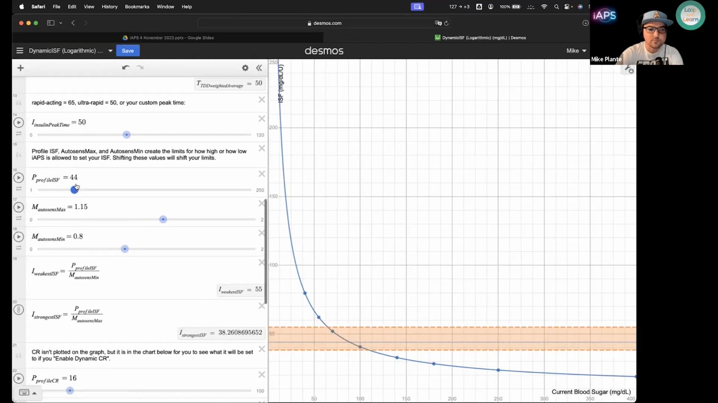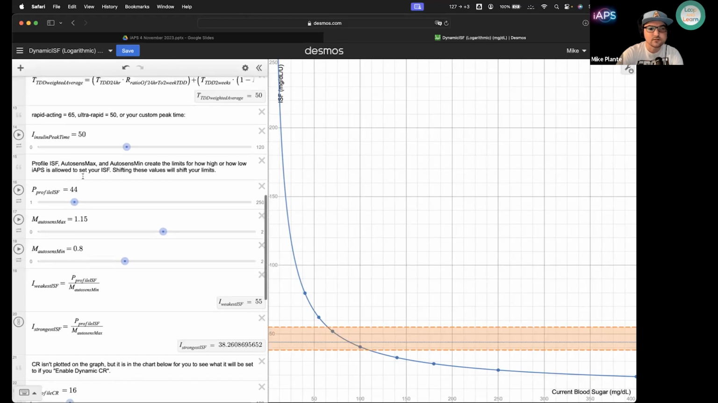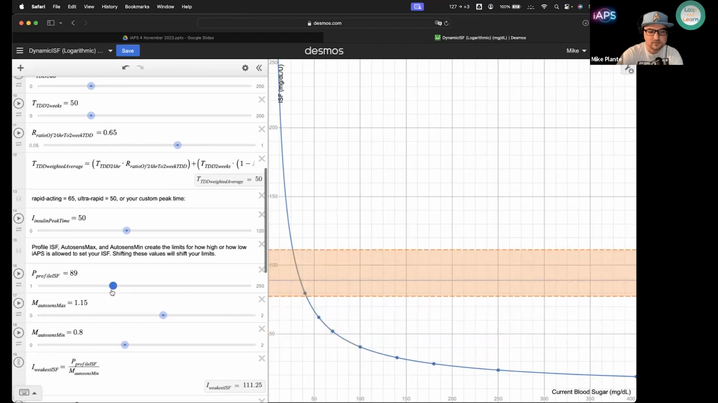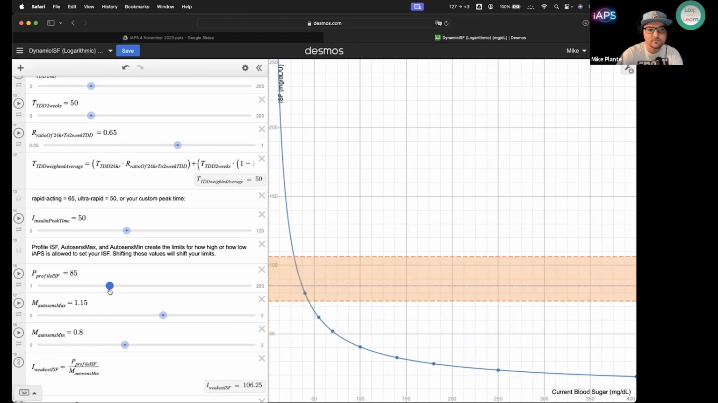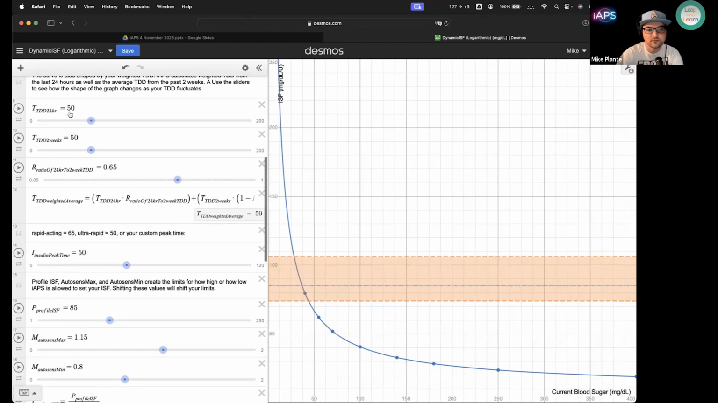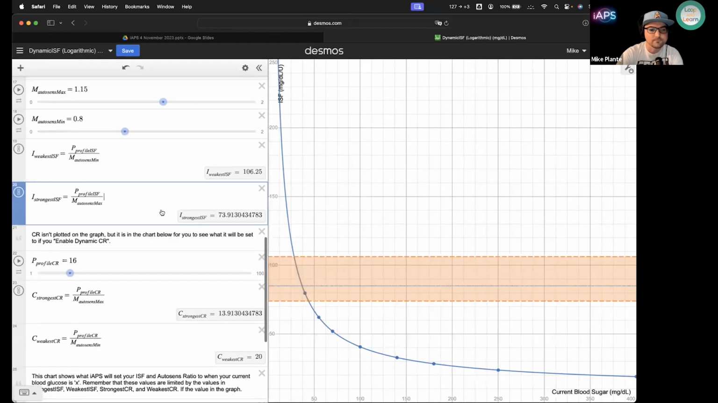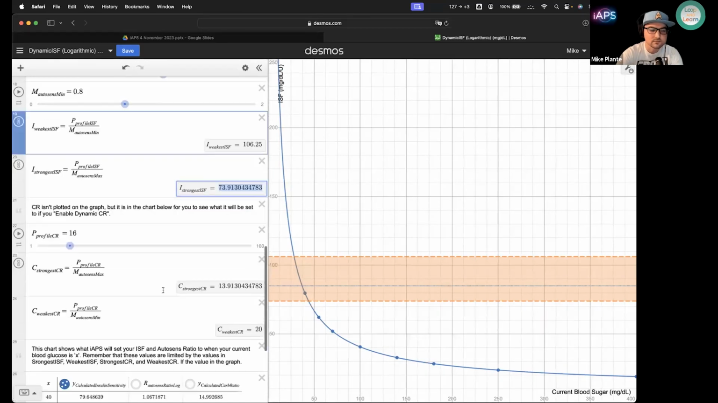But also, if your profile ISF doesn't match your total daily dose at all, say you think your ISF is 90 or 85, but your total daily dose is 50 and you have logarithmic on, it's going to set everything to your highest, your strongest. So like 73 is going to be the strongest ISF it's going to be able to set.